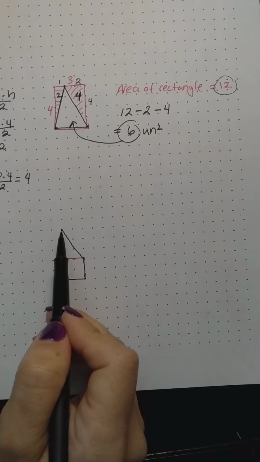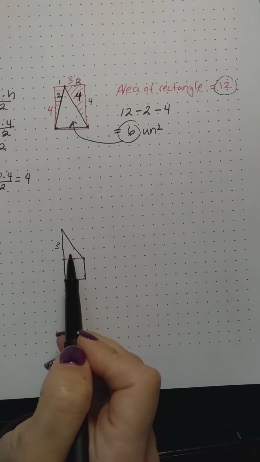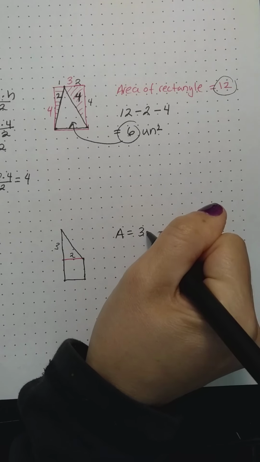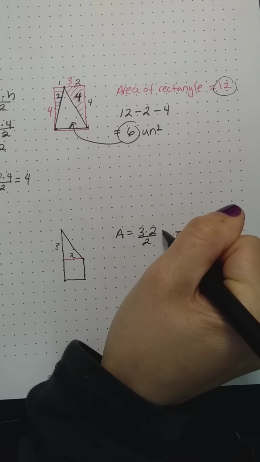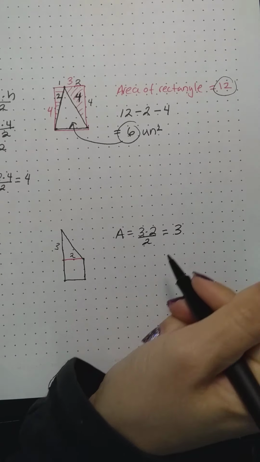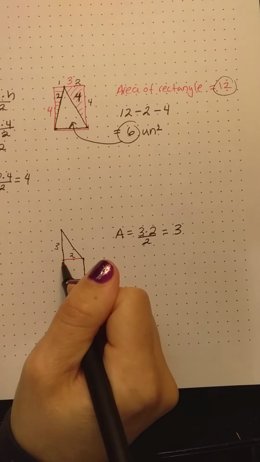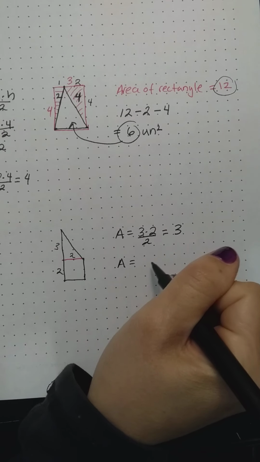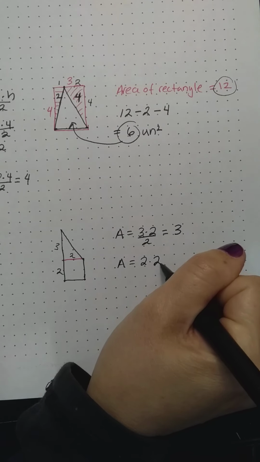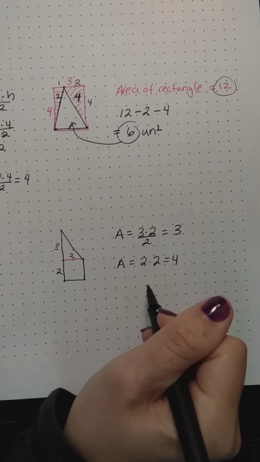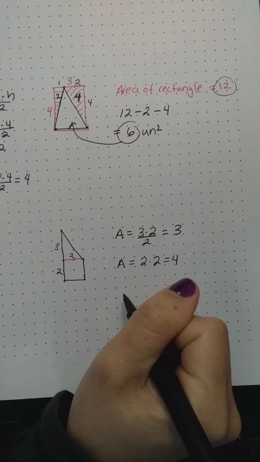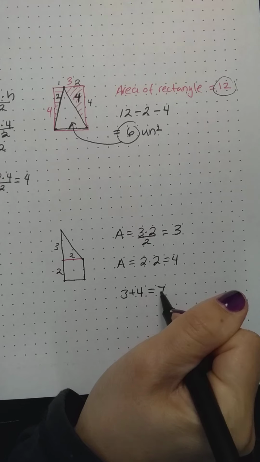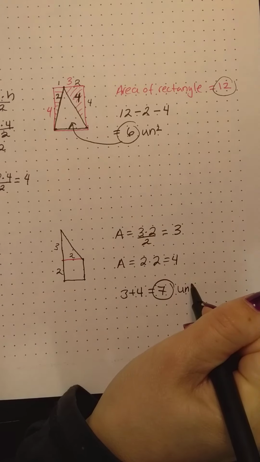So for the right triangle, I have a height here of 3 and a base of 2. So the area of that right triangle would be 3 times 2 divided by 2, which would be 6 divided by 2, or 3 units squared. This is a square at the bottom. We have 2 on each side. The area of that square would be 2 times 2, or 4. So then the total area of the entire figure, which is what I had wanted, would be the sum of 3 plus 4, which is 7, and that's units squared.